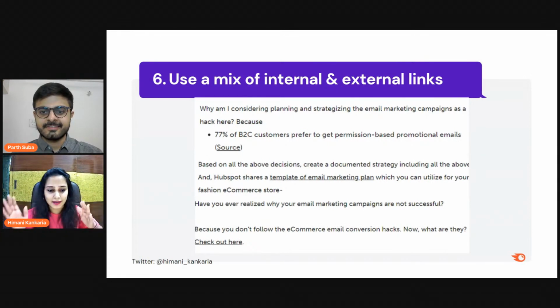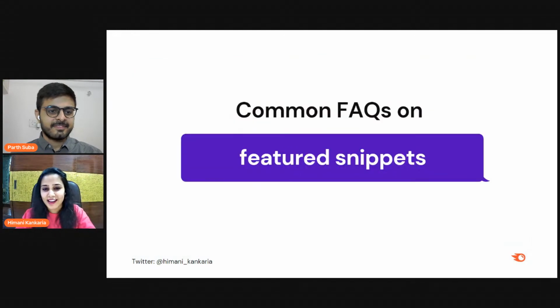So these were the steps, the tips, the best practices that I follow until and unless I see a featured snippet on Google. So please keep doing them.